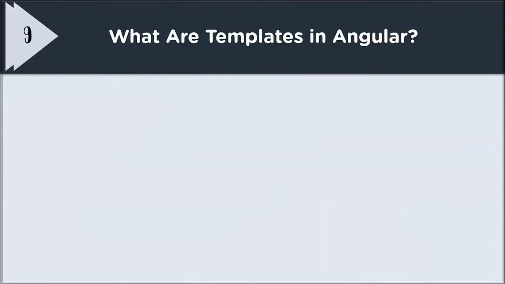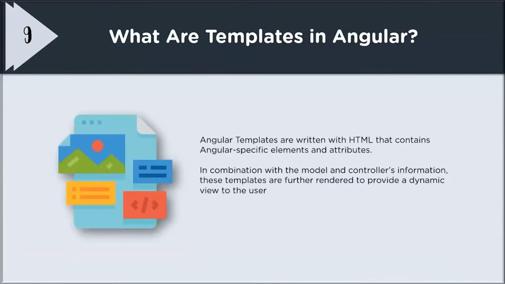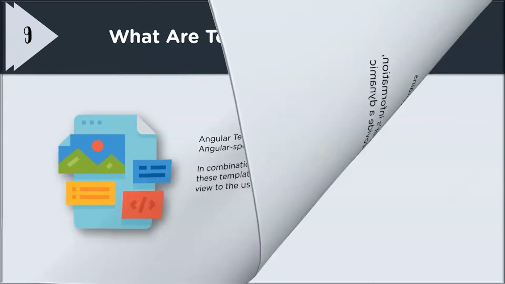Next up is what are templates in Angular. Angular templates are written with HTML that contains Angular-specific elements and attributes. In combination with model and controllers information, these templates can be rendered to provide a dynamic view to the user. Templates are a very predominant feature of Angular that describe how information can be displayed in the view.